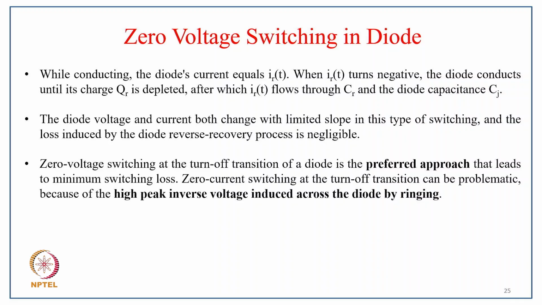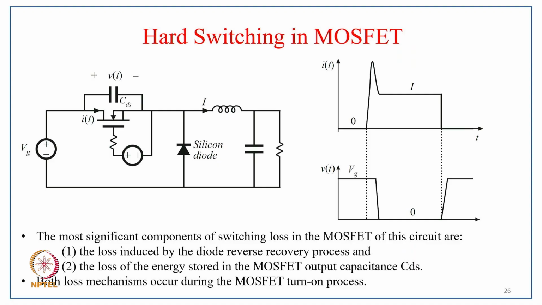So zero voltage switching at the turn off transition of a diode is the preferred approach that leads to minimum switching loss, and zero current switching at the turn off transition can be problematic because of the high peak inverse voltage induced across the diode by ringing.